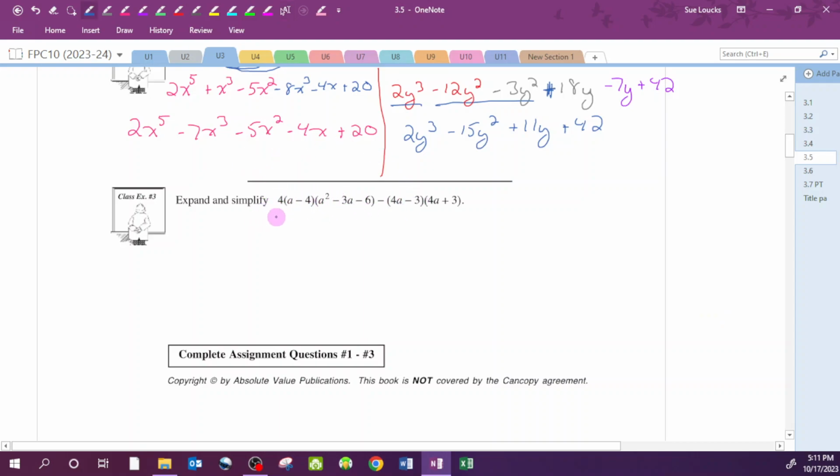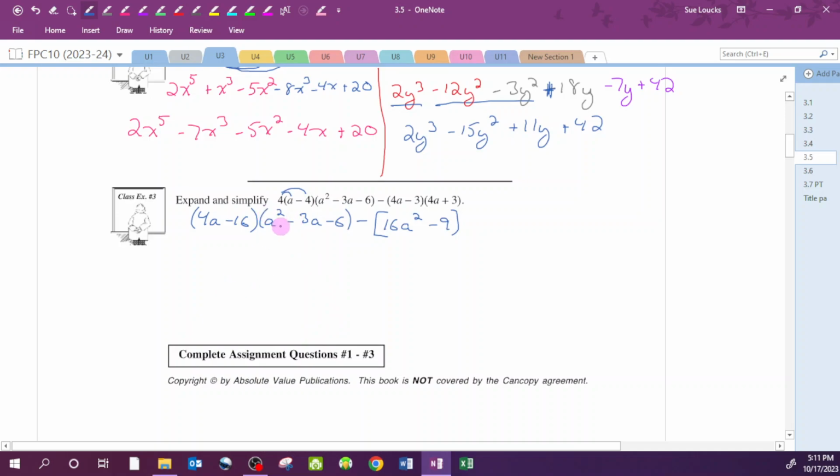Okay, last example here, and this first part is just plain ugly. There's 3 terms here, and one of them is a trinomial. I'm going to multiply the 4 into here first. So I'm going to have 4a minus 16 times a squared minus 3a minus 6. And then I'm going to be minus something because I have to multiply this together and then subtract the whole thing. This is the difference of squares, so I can shortcut that. That's going to be 16a squared minus 9, right? It's the square of the first term minus the square of the second term.